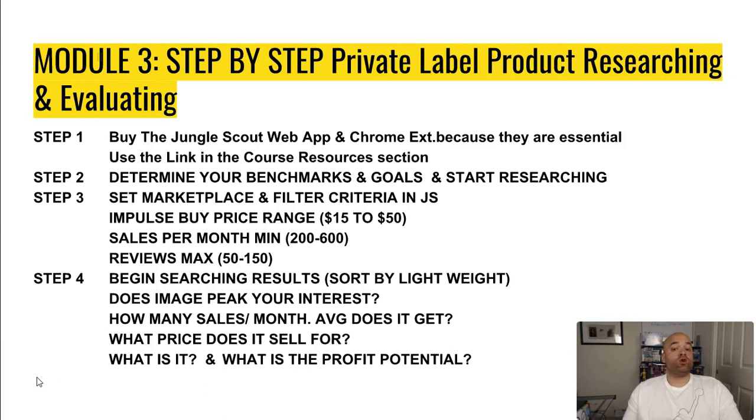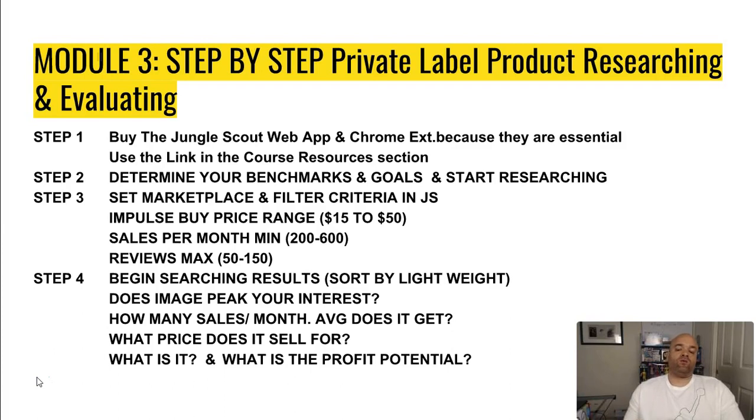Step 2, determine your benchmarks and your goals, and then start researching. Step 3, set up marketplace and filter criteria in Jungle Scout. Impulse buy range of $15 to $50, sales per month minimum between 200 and 600, reviews maximum between 50 and 150.